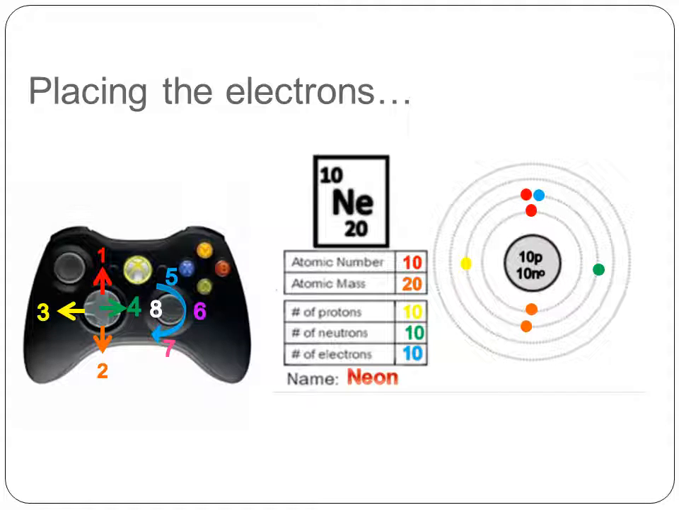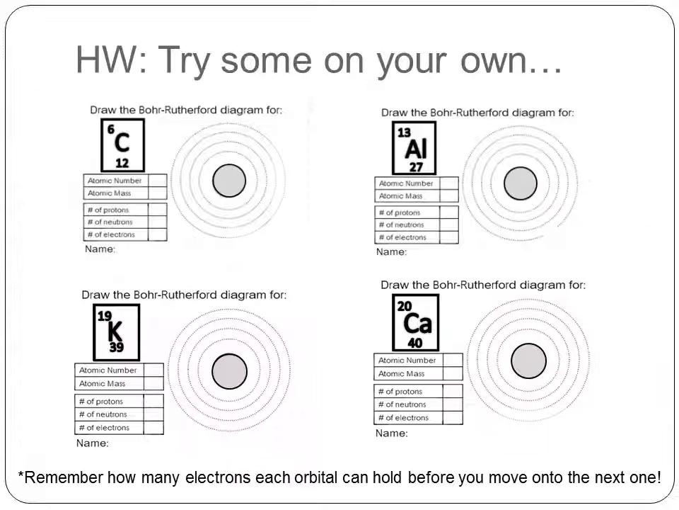Continuing in the circle, the 6th electron goes next to the 4th electron that I placed, the 7th goes next to the 2nd electron that I placed, and last but not least, our 8th electron goes next to the 3rd electron that I placed. If we had more than 10 electrons, we would move on to the 3rd energy level and go through the same steps. For neon, I've placed all 10 electrons that it has, and now I have a completed Bohr Rutherford model.